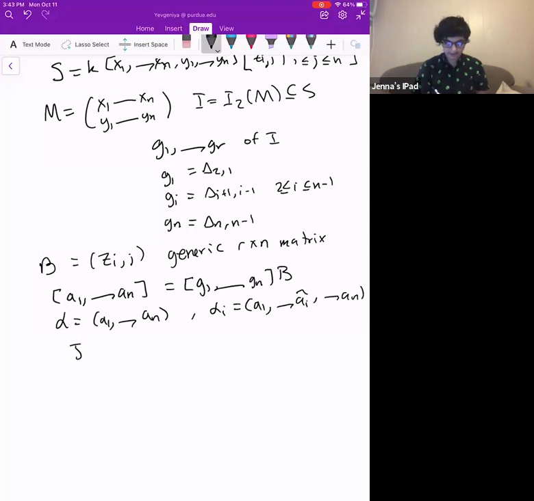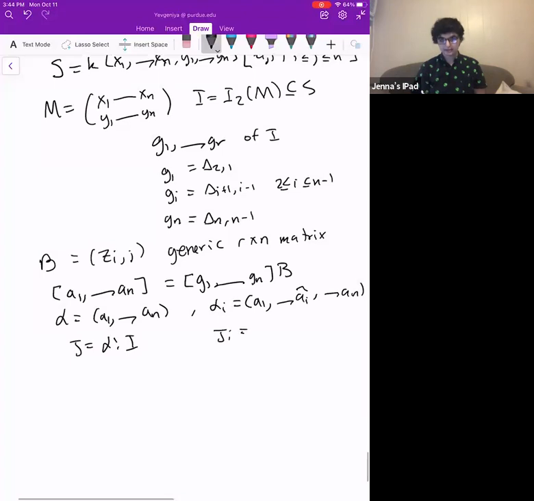We're going to say that J is equal to alpha colon I, and this is a generic residual intersection, a result from Ulrich. And J_i is alpha_i colon I, which is the generic link, again, a result from Ulrich. And again, this is a link.